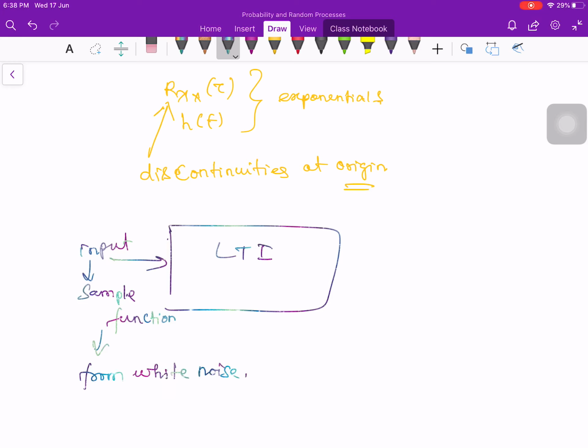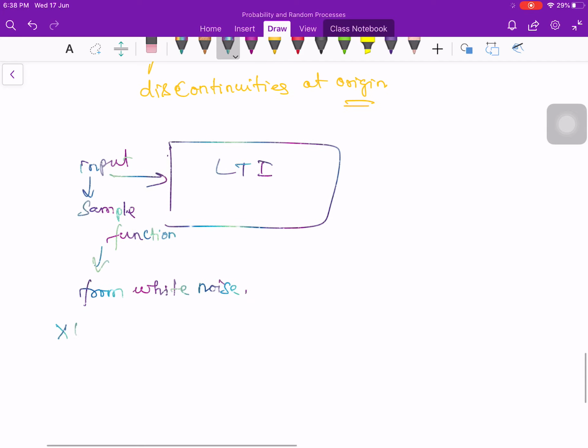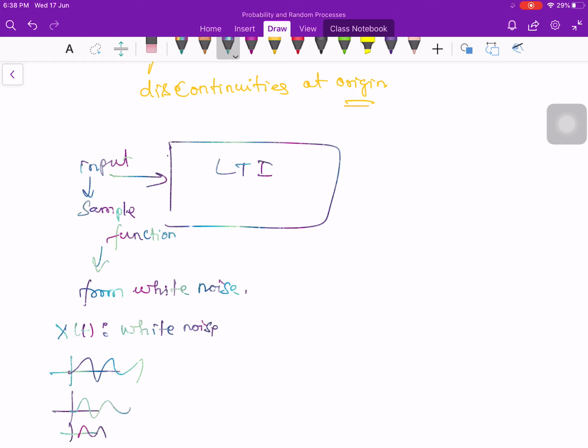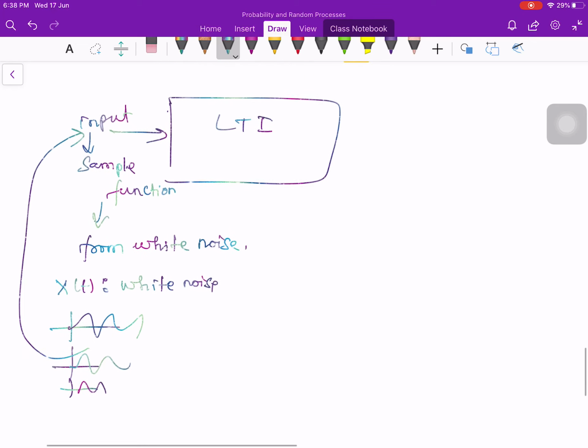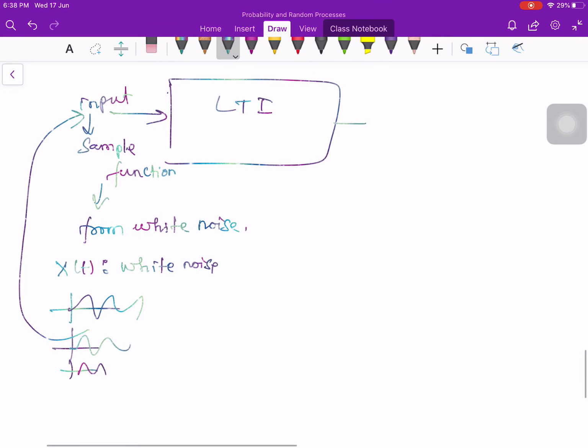So let's say your input x of t is white noise. So you have many sample functions. Take any one sample function and give it as an input to the LTI system. Okay, and the output you denote by y of t, or the specific waveform y of t. So the input process is a white noise process.